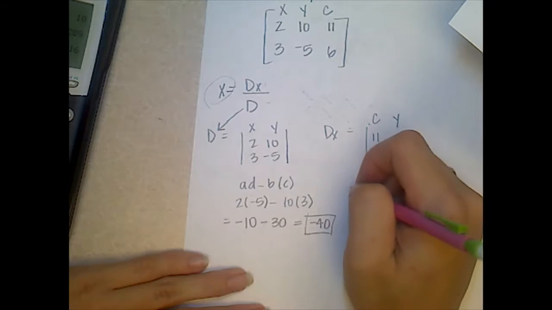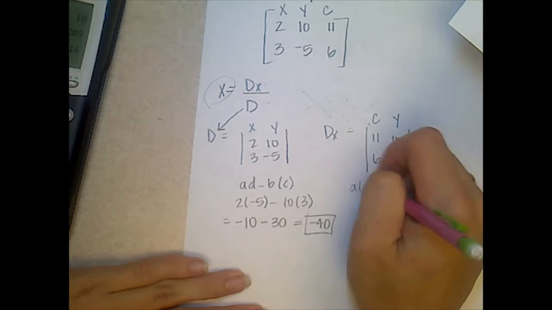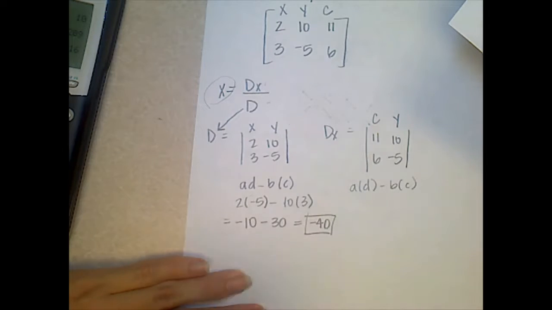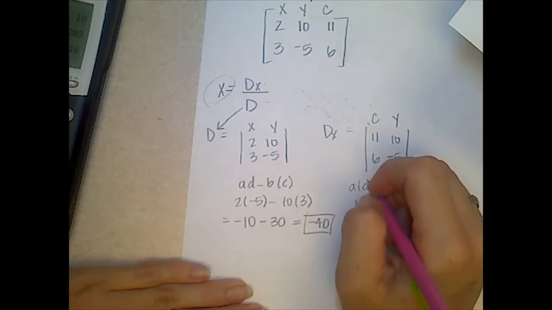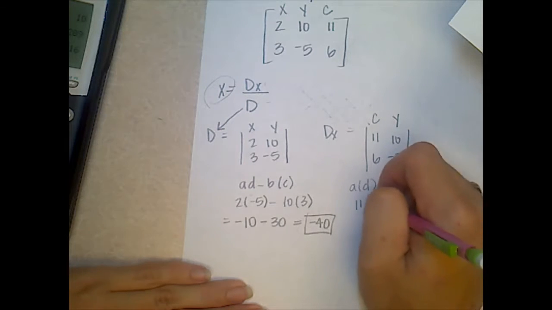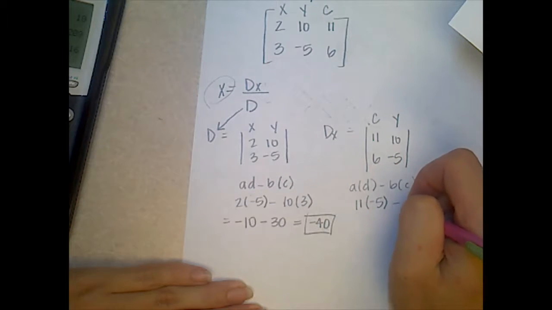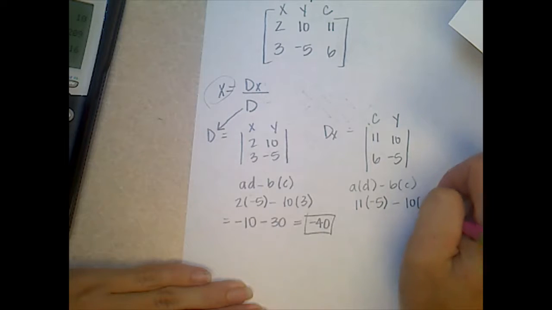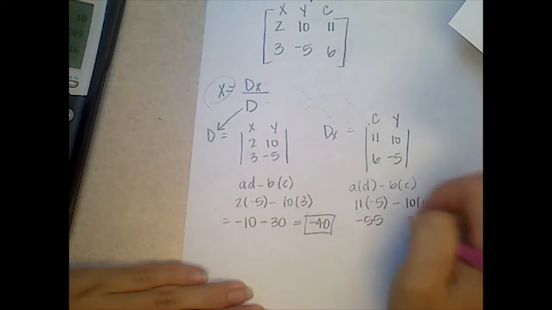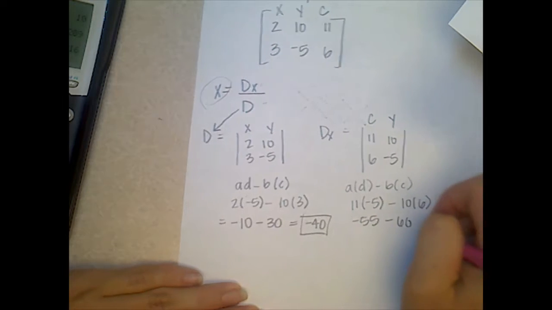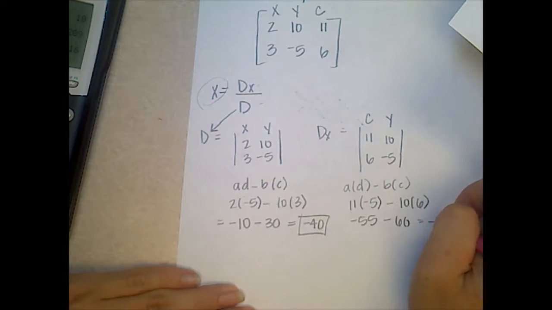Okay, determinant again is a times d minus b times c. A is 11, d is negative 5, b is 10, c is 6. Negative 55 minus 60 equals negative 115, and that is dx.